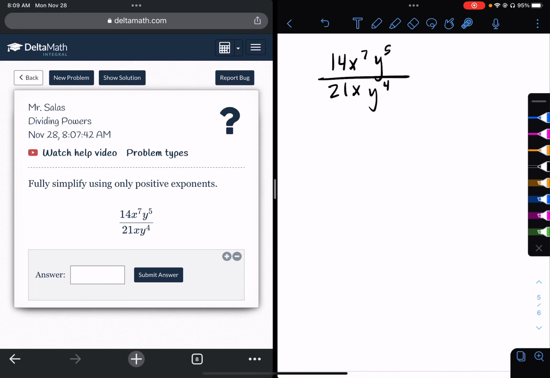So what do I have going on here? We have 14 x to the 7, y to the 5th, all over 21, x to the 1 power is a 1, y to the 4th. All right, so I'm going to write that 1 real quick. So remember, if we're dividing same bases, we actually subtract. Let me set up my problem. We know that this right here is a problem, this right here is a separate problem, and this right here is a separate problem. All right, so with that being said, let's divide these individually.